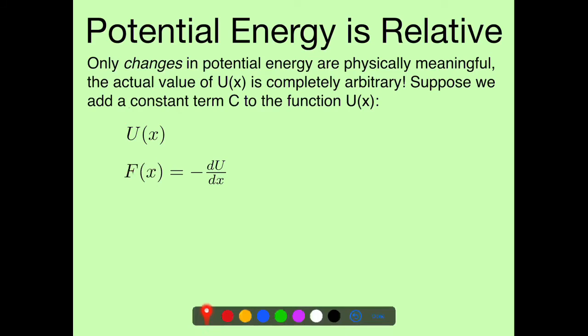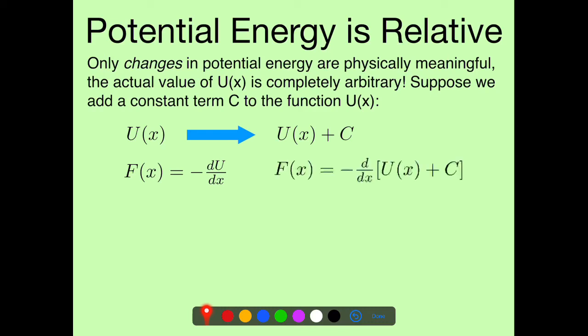So to flesh this idea out, let's say we have some kind of function u of x for potential energy. We know that the associated force, f of x, is just minus du dx. Okay, so what happens then if we added a constant? So now imagine our function is u of x plus c, where c is just any kind of constant you want. So by doing this, we've changed the actual value of u everywhere, okay, because we've added a constant to it.